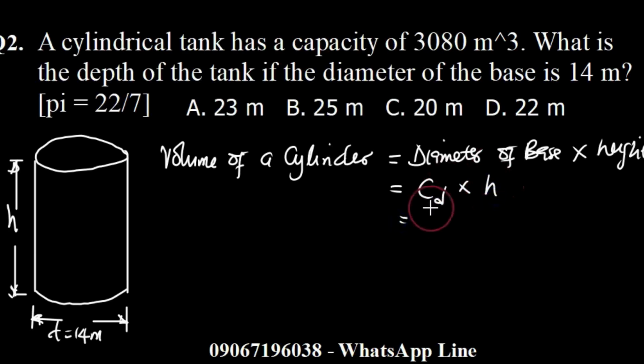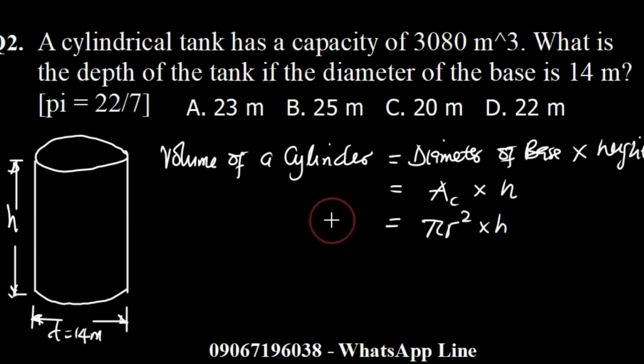What's the diameter of a circle? Sorry, that's going to be the area of a circle. That's going to be the area of a circle multiplied by the height. Now, what's the area of a circle? Area of a circle is pi r square multiplied by height. So that's going to give us the volume.